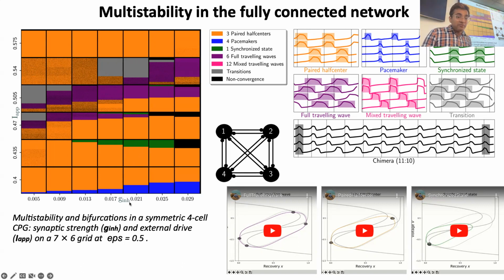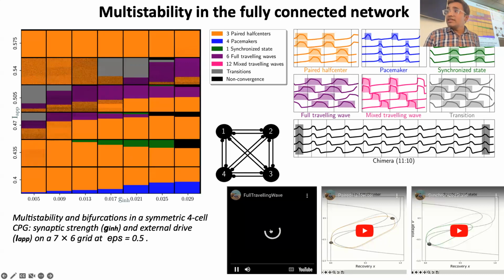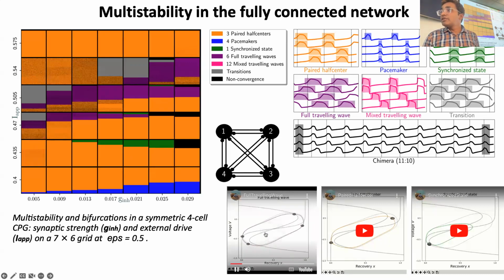So for this set of parameters, the network can produce multistable behaviors with half-center oscillator, paired half-centers, and a synchronized state. And in this region, you can have paired half-centers and the fully traveling waves simultaneously. So different initial conditions will produce stable rhythms that could be paired half-centers or fully traveling wave. So this shows some of these rhythms.